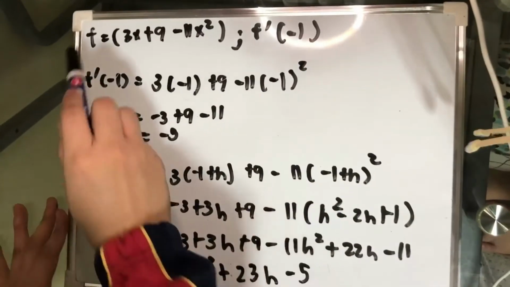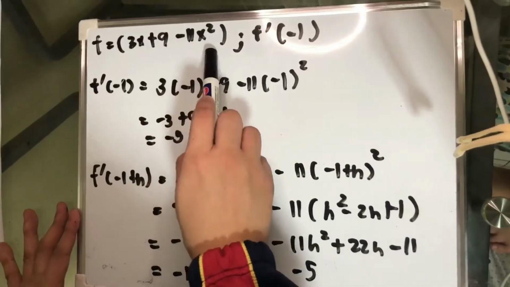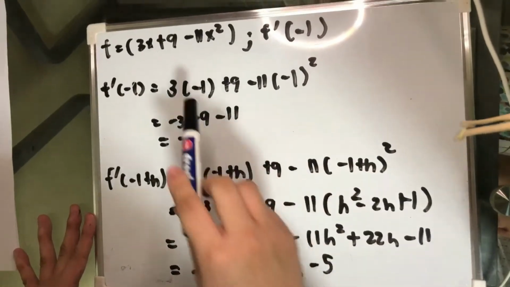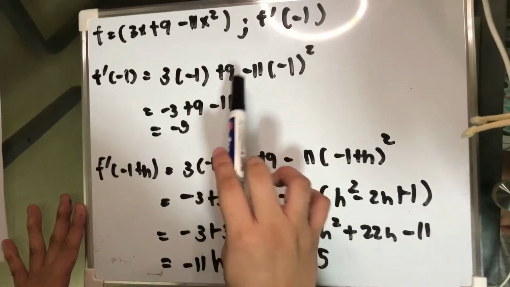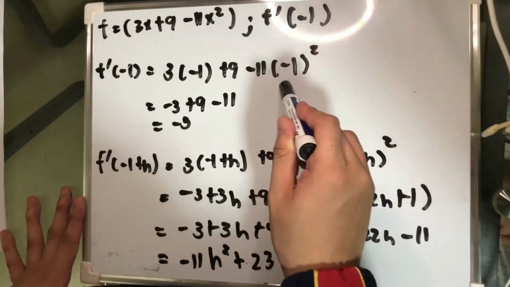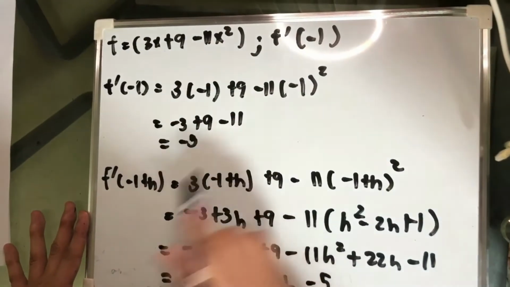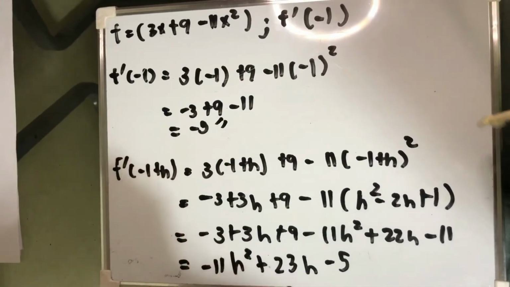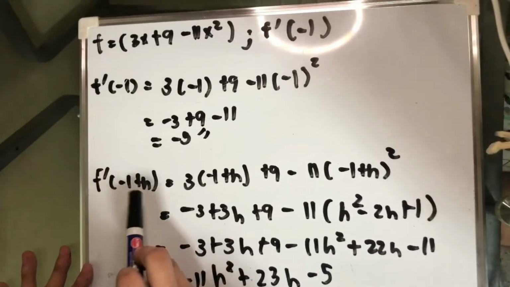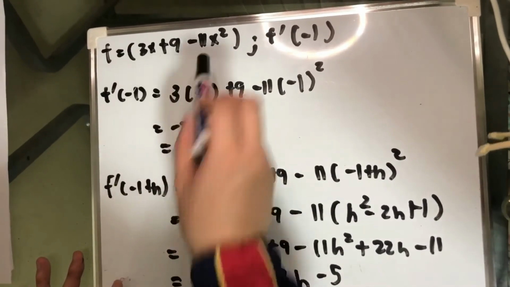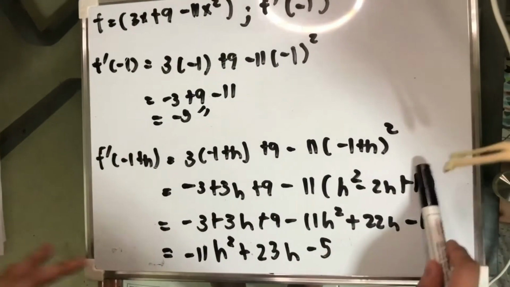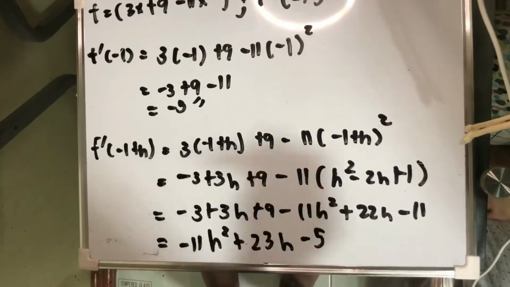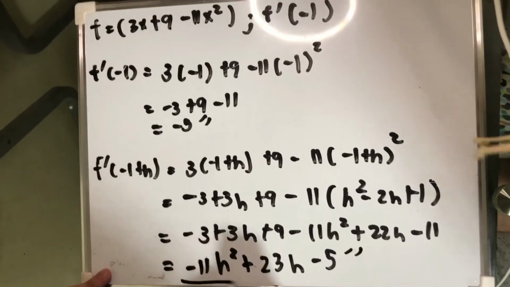So for the last question, f is equal to 3x plus 9 minus 11x squared. Solve for the f prime of negative 1. f prime of negative 1 is equal to 3 times the quantity of negative 1 plus 9 minus 11 times the quantity of negative 1 squared. So simplify this equation, we will arrive at negative 5. For the next is f of negative 1 plus h. So substitute the value to the equation, and simplify, we'll arrive at negative 11h squared plus 23h minus 5. So this is the answer for f of negative 1 plus h.